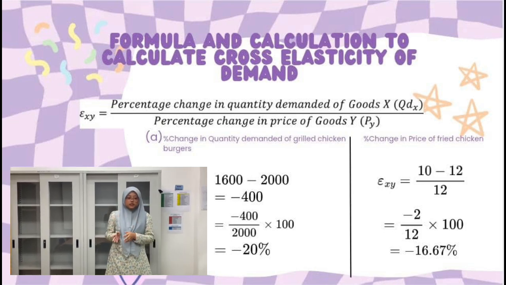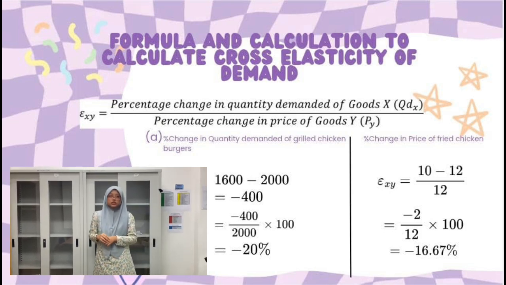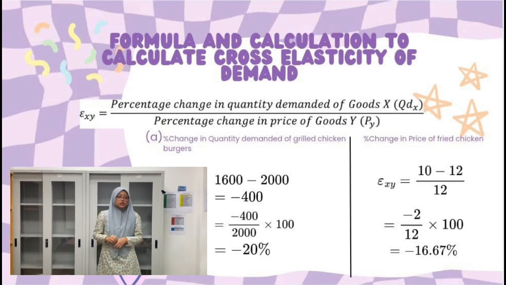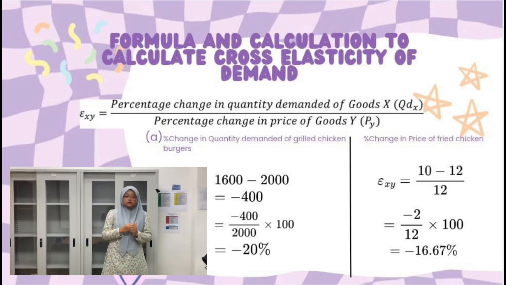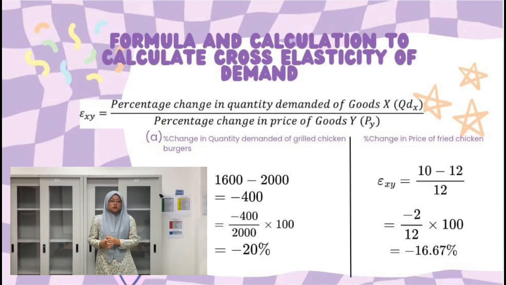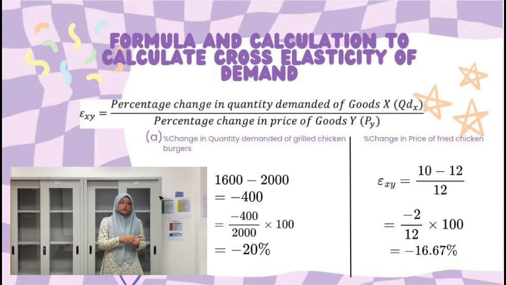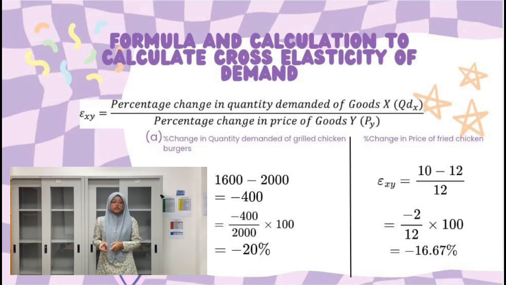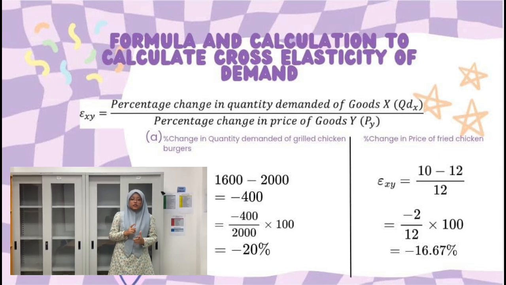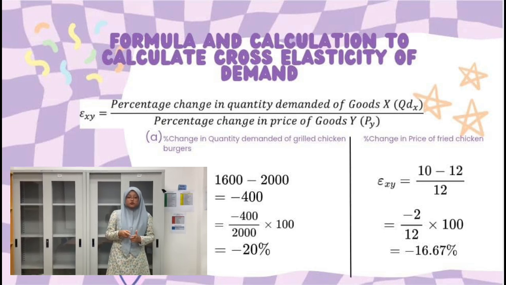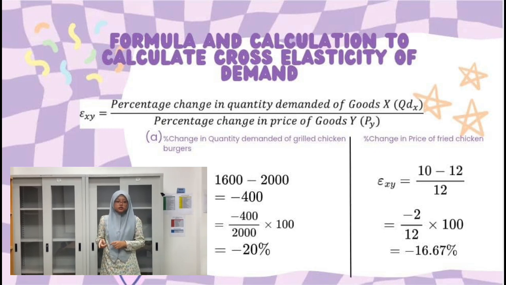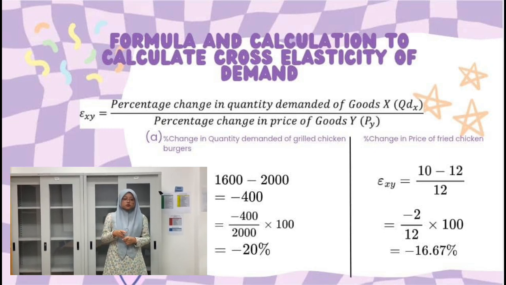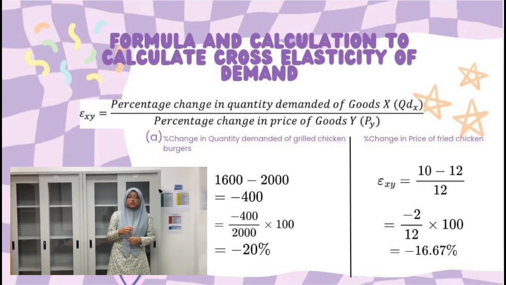Second, we have to find the percentage change in price of fried chicken. First, we minus 10 minus 12, because we minus the latest price from the old price. Then we got minus 2. Minus 2 we divide by 12 and times 100. So the answer we get is minus 16.67%.